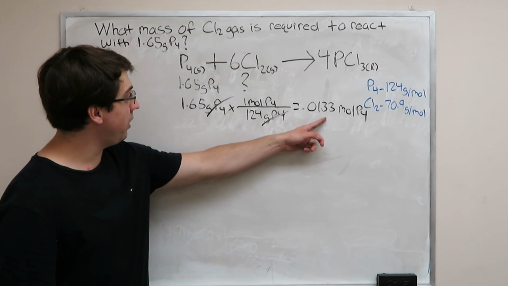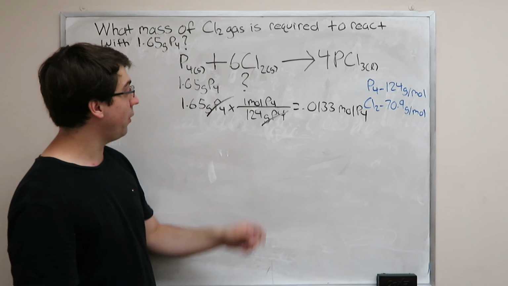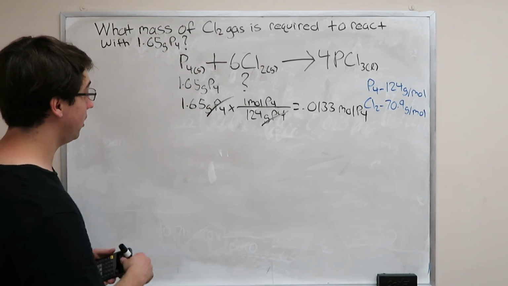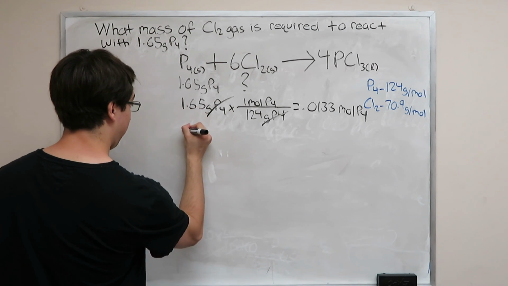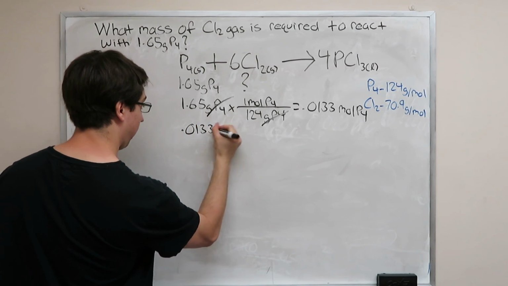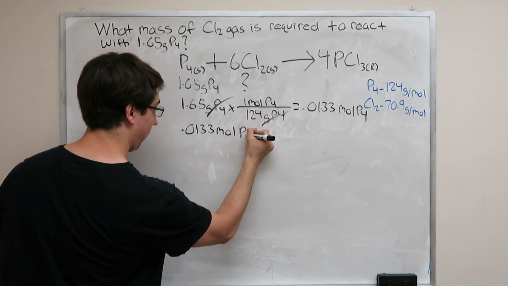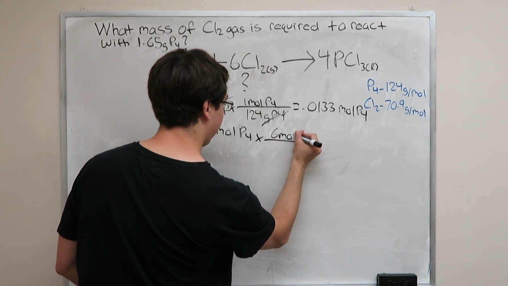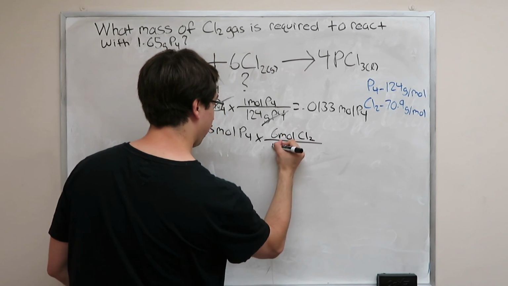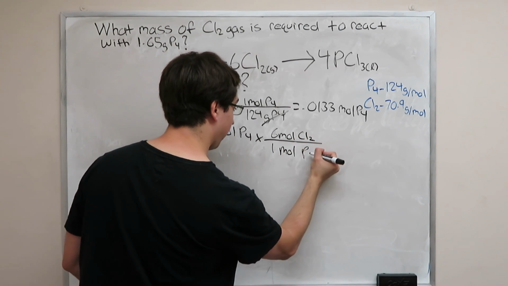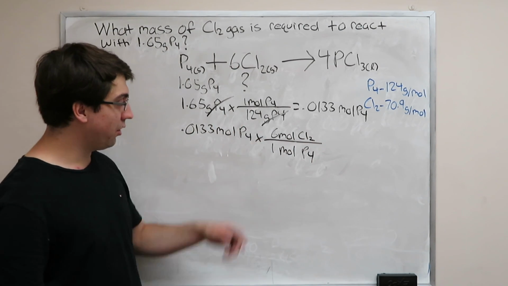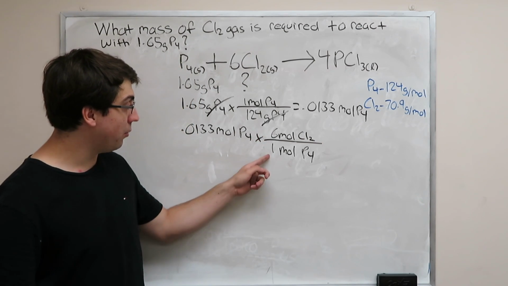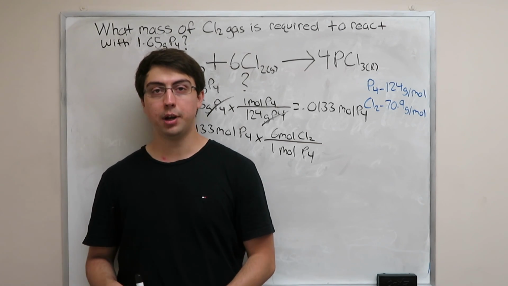Next, we need to convert the moles of P4 to moles of chlorine using this equation. And for this equation, there is 6 moles of chlorine required for every mole of P4. This is the mole ratio. It's also known as the stoichiometric factor, and there is 6 moles of chlorine required for every mole of P4.